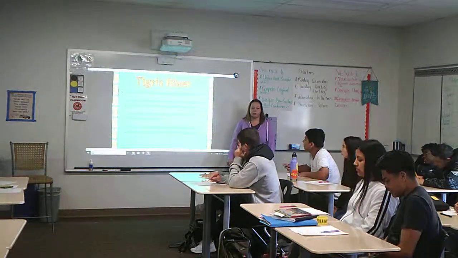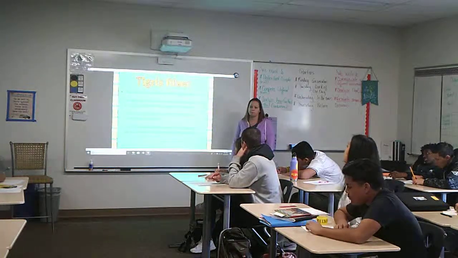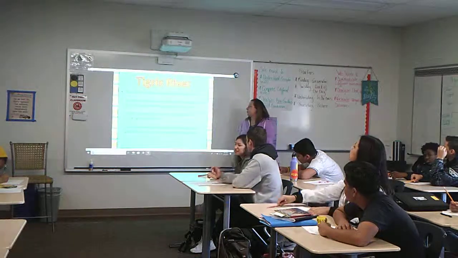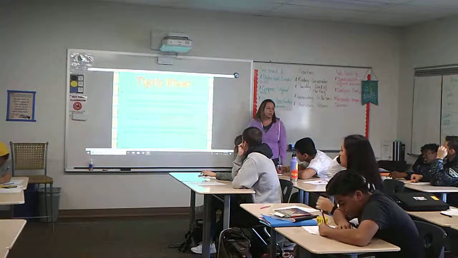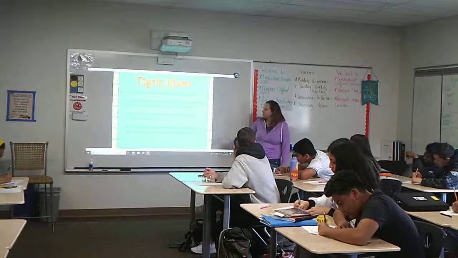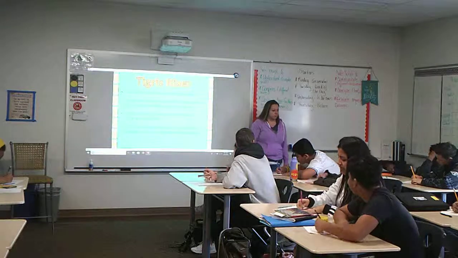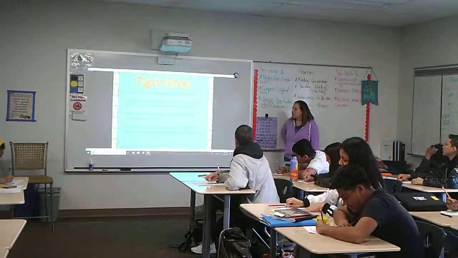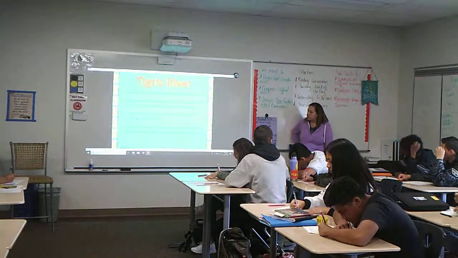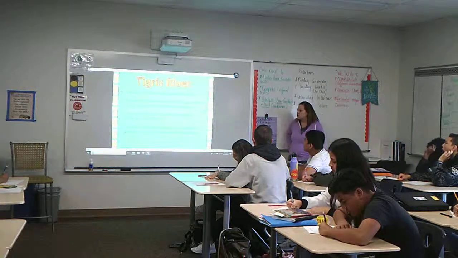Tigris River. That's the next one on your notes. Anyone want to read just one of them? Zaid, please read one of these. The Tigris River flows through Turkey to Iraq. Hassan, read number 2. The Tigris was a central part of ancient Middle Eastern civilization.